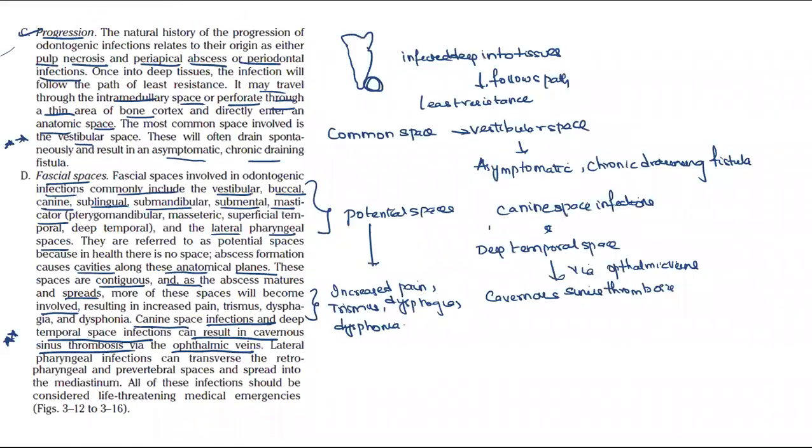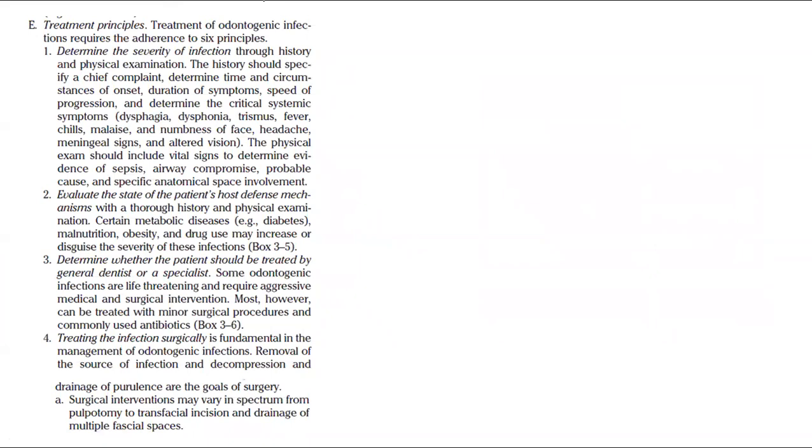Now, how do you treat these infections? Treatment of odontogenic infections requires adherence to six principles. One is to determine the severity of the infection through history and physical examination. So first you take the history of the patient. The history should be specific. It should consist of the chief complaint and determine the time. So when did it really start? What are the circumstances of the onset? What caused it? Duration of the symptoms?